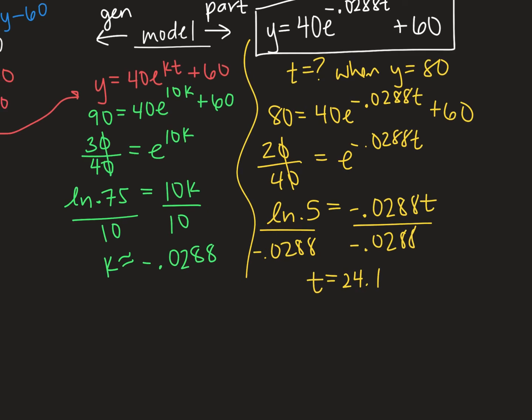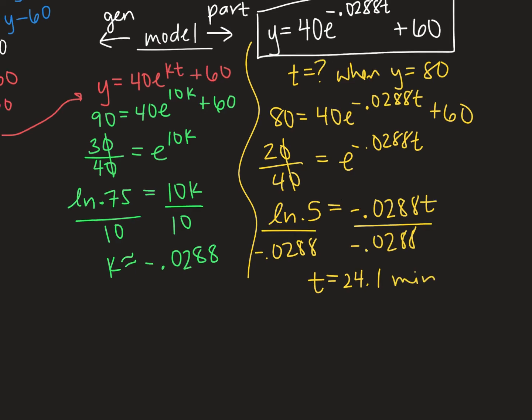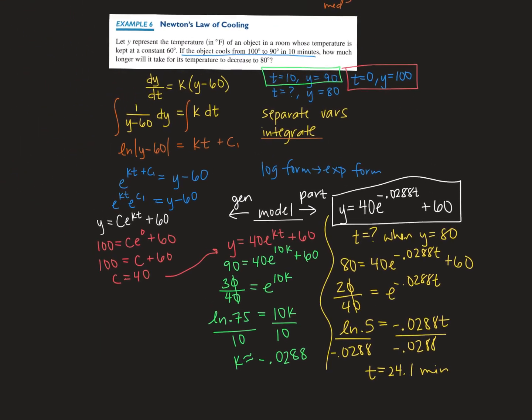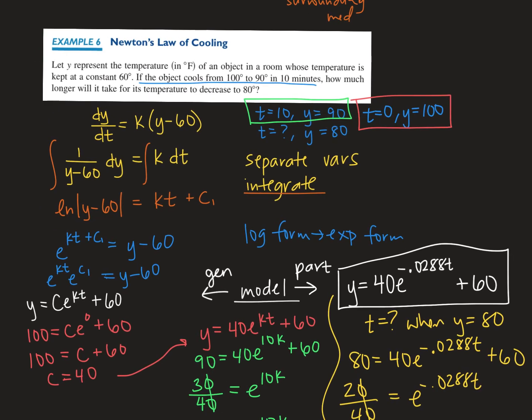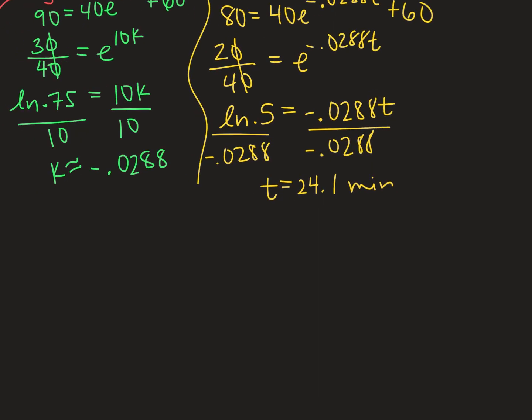Now, this is kind of a tricky question. It kind of took me by surprise too. This means overall it takes 24.1 minutes to go from the initial 100 to the 80. That's what that means. But it took 10 minutes. This question is asking us how much longer will it take? So we already accounted for 10 minutes. So this is going to take 14.1 minutes longer. So just be careful with that. That one got me too.